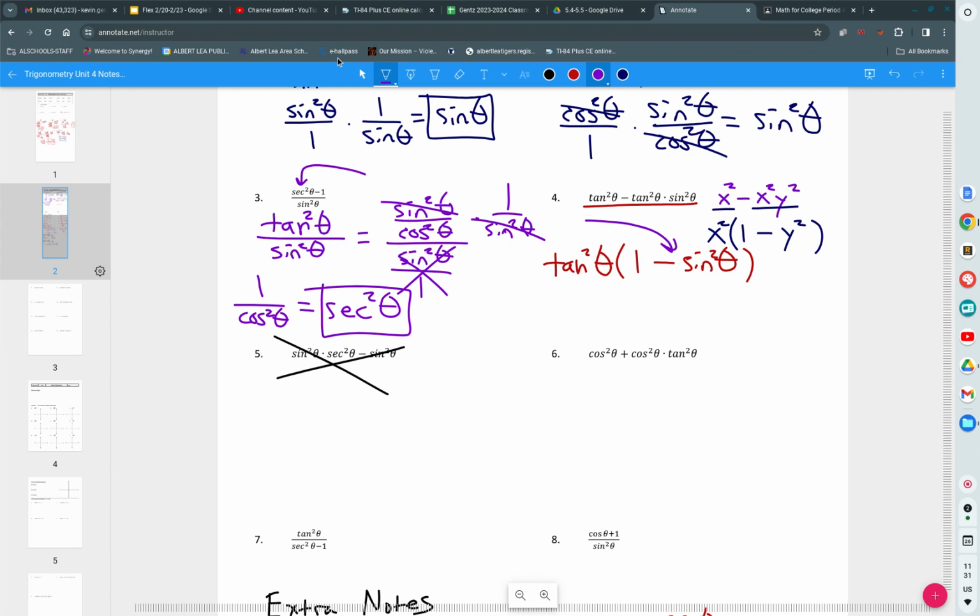Ooh, look at your sheet. What's 1 minus sine squared? Cosine squared. So I have tangent squared times cosine squared. So I'm going to rewrite tangent squared as sine squared over cosine squared times cosine squared over 1. What happens when I multiply those? Cosine squareds go away, leaving you with sine squared of theta.